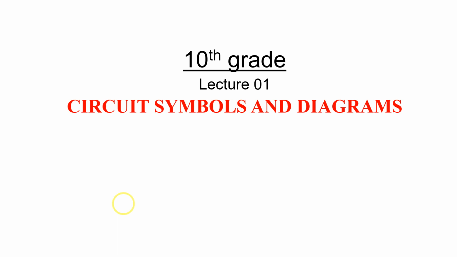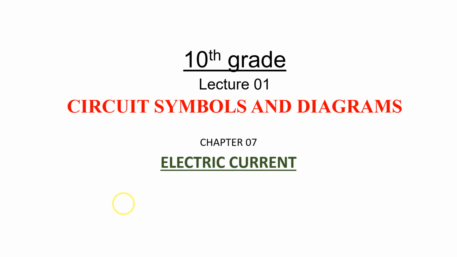Today we are going to start our new chapter number 7, current electricity. We are going to start the first topic of chapter 7, that is circuits, symbols and diagrams. Before starting the concepts related to the electric current, we need to understand the circuit symbols and diagrams, because we have to use these things in solving different problems.